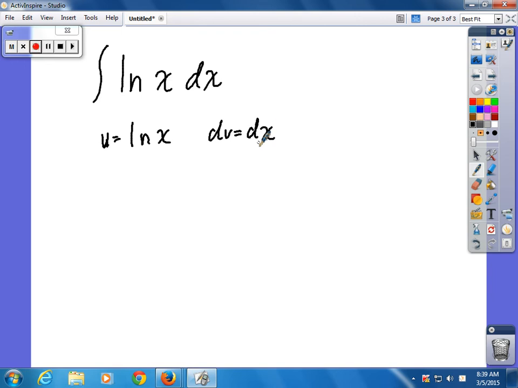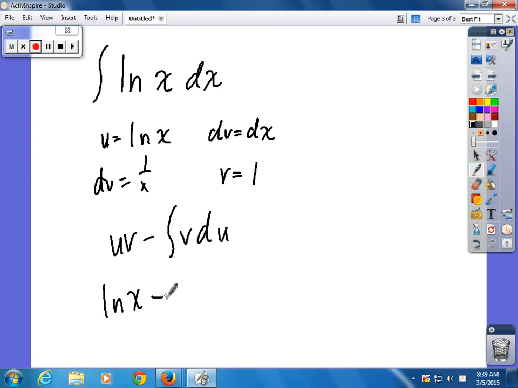All right, v is equal to what? 1. And du is equal to 1 over x. So it's uv minus the antiderivative of v du. Natural log of x times 1, so that's natural log of x, minus the antiderivative of 1 dx. Natural log of x minus x.